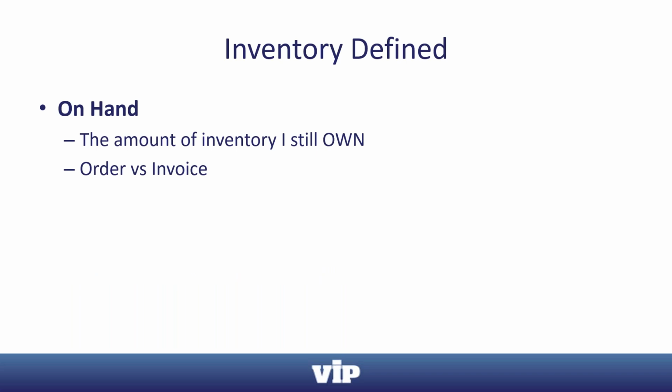And in the knowledge base, it describes it in a much more professional way. I am just kind of giving you a quick way of thinking about it. Basically, it's the inventory that you still own. So if you think about it, orders versus invoices, when I'm sending orders in as a salesman, I still own all of that inventory. That's still part of my on hand. But as soon as I invoice that, I'm actually selling it. I'm saying this belongs to someone else now, and it's no longer part of my on hand.